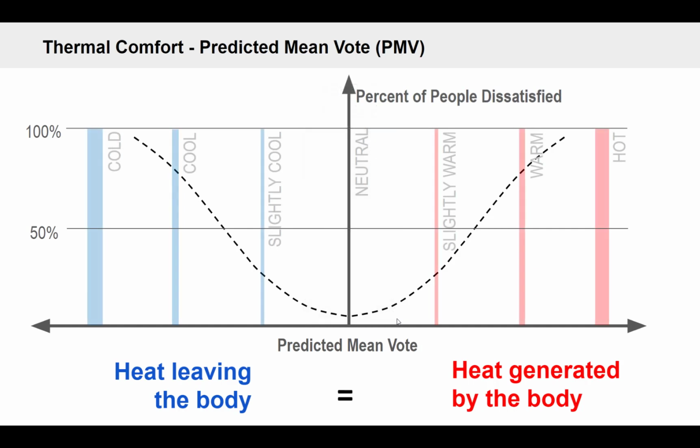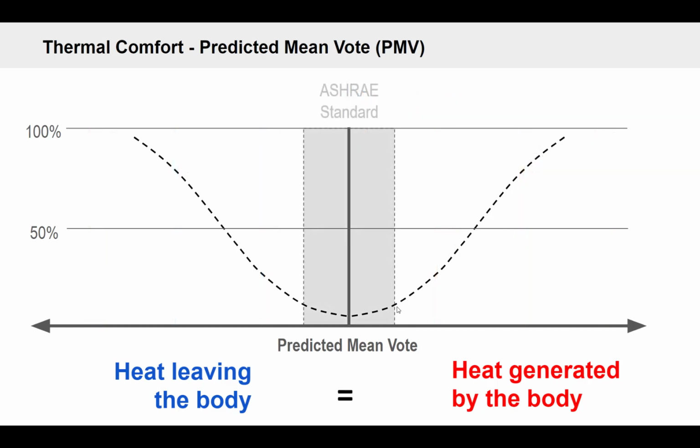which you can see if I were to go back here, basically relates to a predicted mean vote between slightly cool and slightly warm. Or it's around, if we're going to imagine cold as -3, -2, -1, and then 0, and this is +1, +2, +3, a predicted mean vote of -0.5 and +0.5. As long as we're staying in between there, we should be able to get percentage of people dissatisfied below 10%.